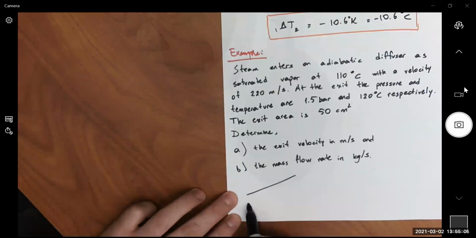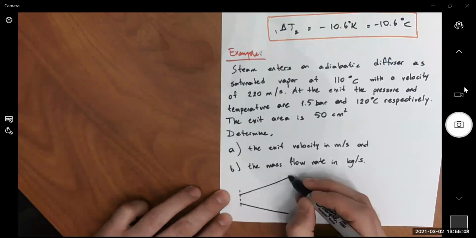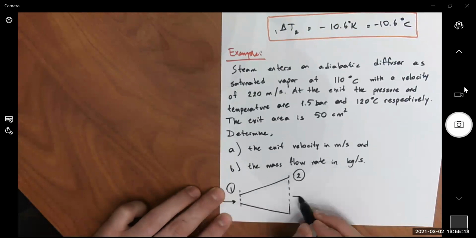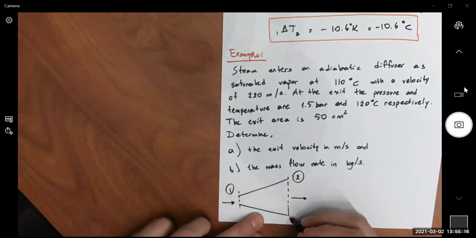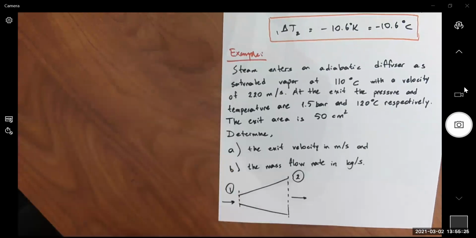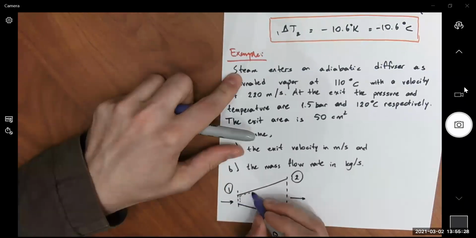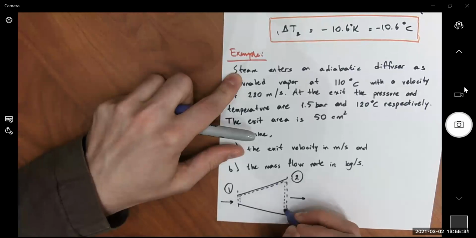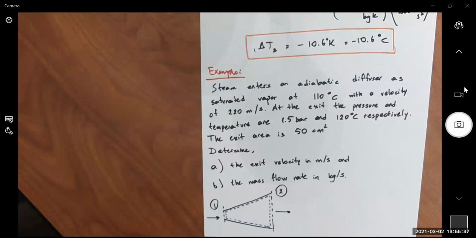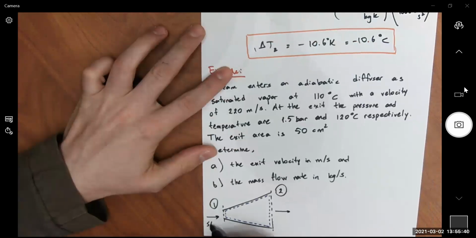You have a diffuser with one inlet, one outlet. We don't have time to solve this, but as I said, if you work on it, I will start solving this problem next class. We have a steam flow.